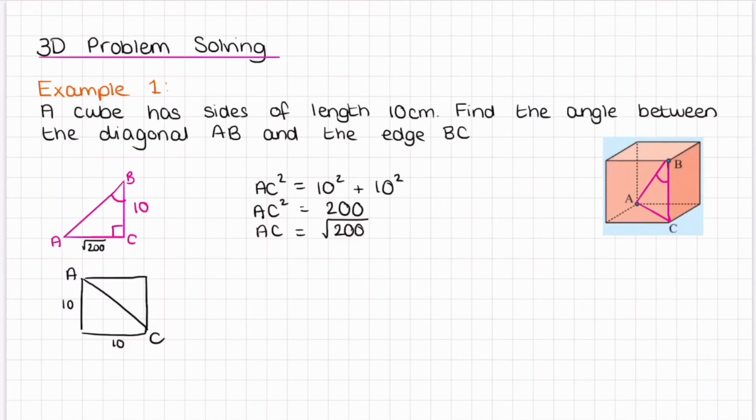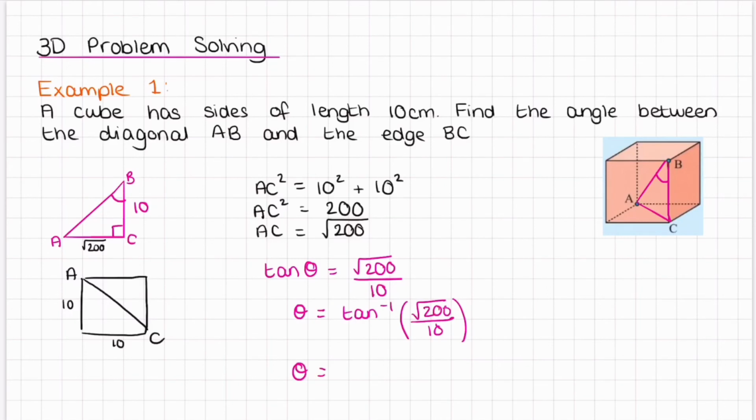Now we have that, we can work out what this angle is. So if we look at the pink triangle, that angle, we know the opposite and the adjacent, which means we're going to use tan. So the tan of the angle will equal the opposite, which is the square root of 200, divided by the adjacent, which is 10. Do the inverse of the tan, so we can find the angle. Put that into your calculator, and then we'll find that the angle is equal to approximately 54.7 degrees, and I've rounded that to 3 significant figures.